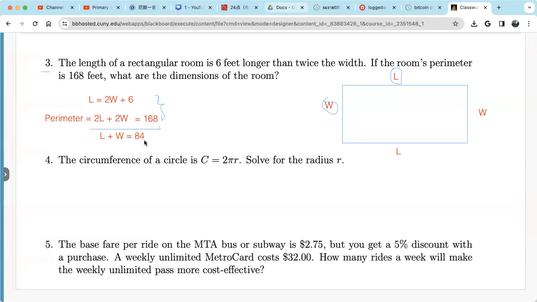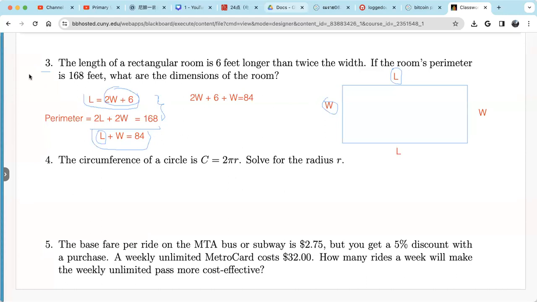Then we're going to work with this one and this one. And the first one says L equals 2W plus 6. So we're going to substitute this L with this 2W plus 6. That's how we get rid of L. So L is 2W plus 6, then plus W equals to 168. No, 84, because we have divided by 2 already.